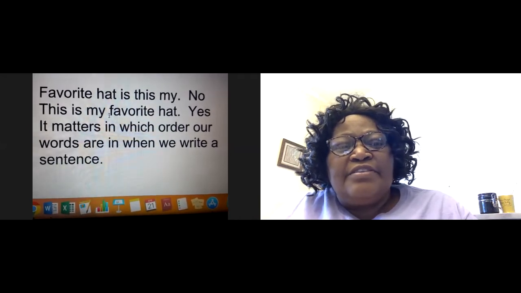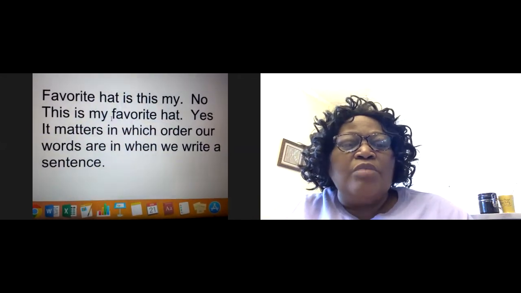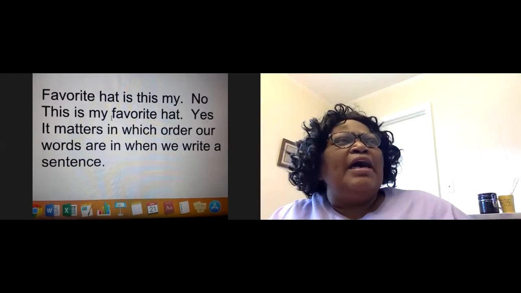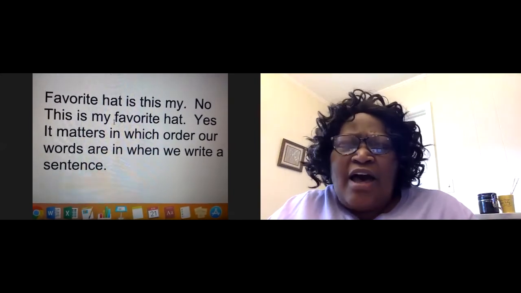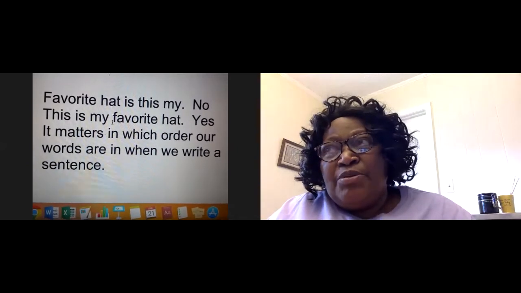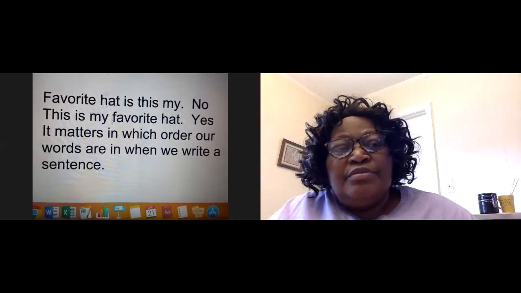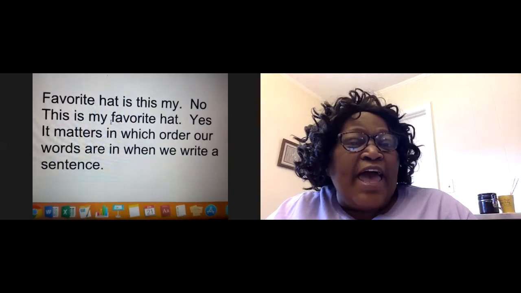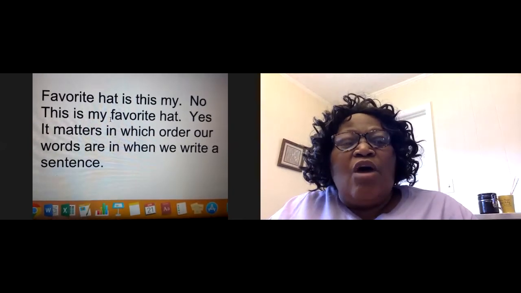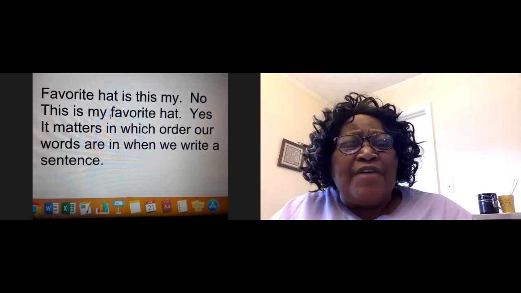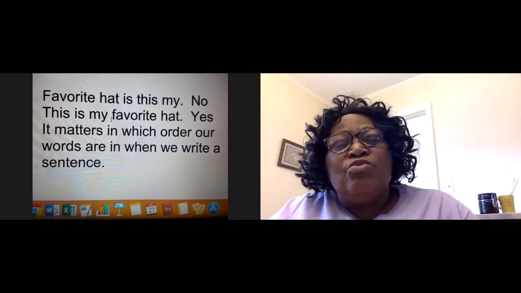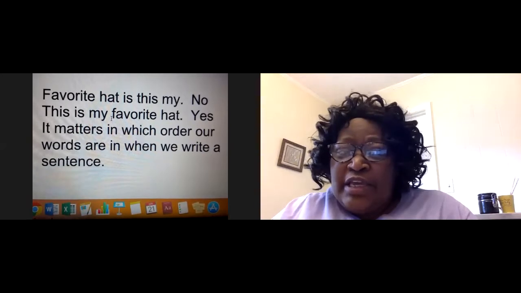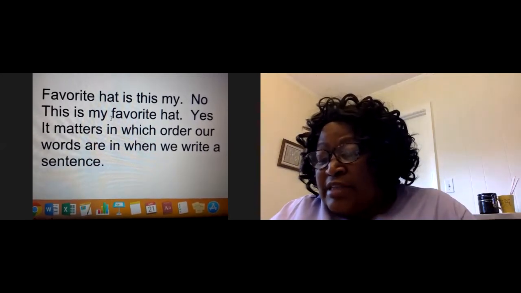Favorite hat is this mine? So if I walk up to you and say, favorite hat is this mine? You're going to say, well, what do you mean? So it's not a sentence. But when I put the words in a different order, this is my favorite hat, then you would know, oh, you're saying this is my favorite hat. So that is a sentence. It matters in which order our words are in when we write a sentence.